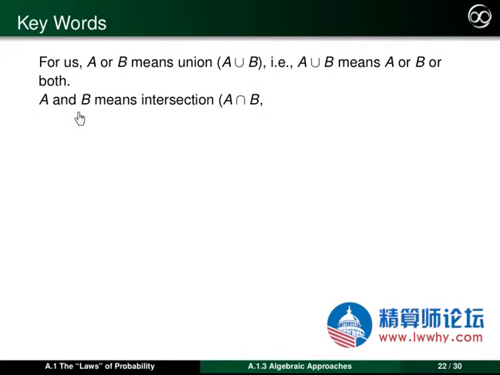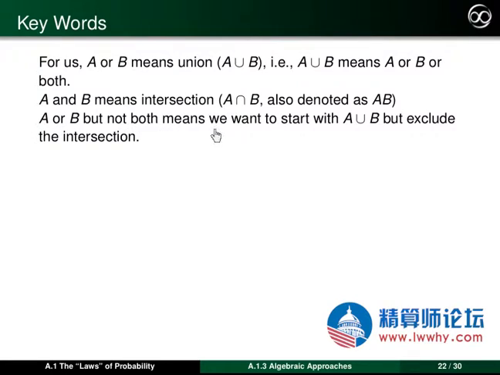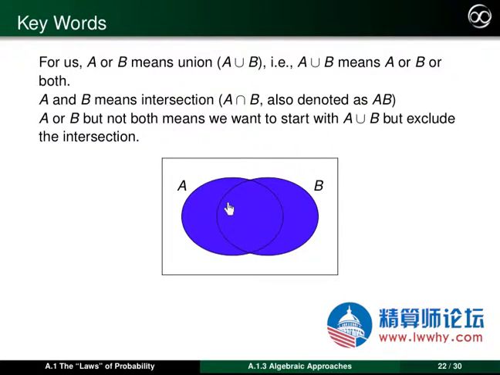A and B means I just want the intersection, A intersect B, which I'll often abbreviate as AB. A or B, but not both, sort of an exclusive or, means I want to start with the union, but then I want to exclude the intersection. So if I draw a Venn diagram here, I've shaded in A union B. I want to get rid of the intersection. I want to get rid of that middle piece, and I'm left with the left crescent and a right crescent.